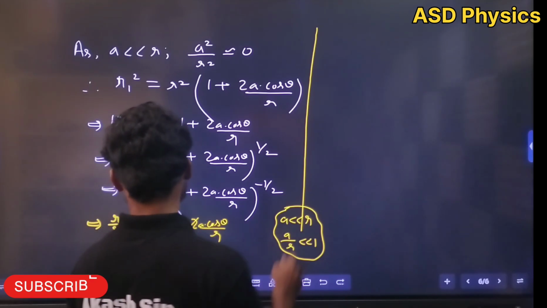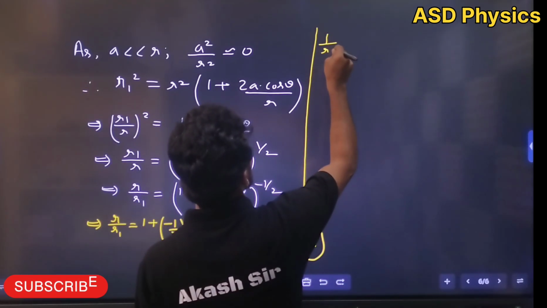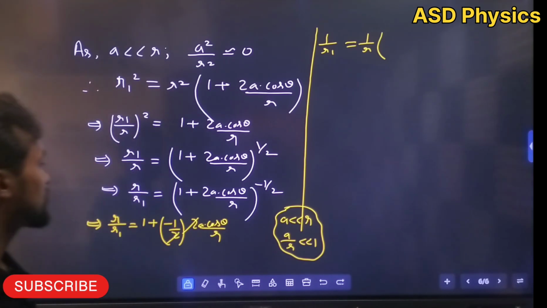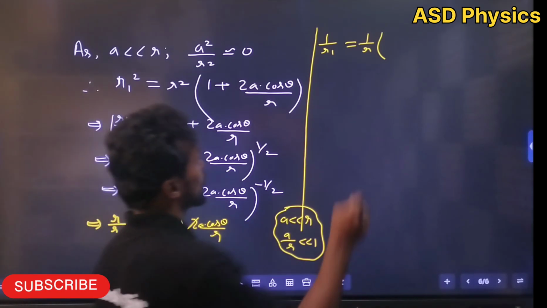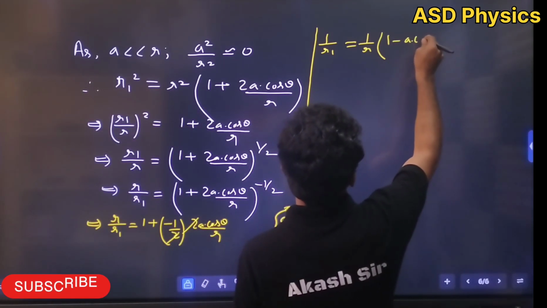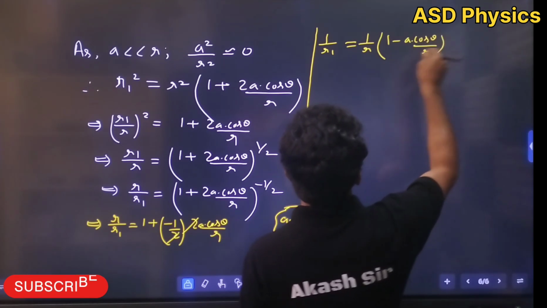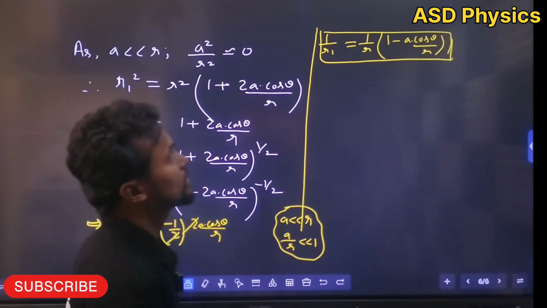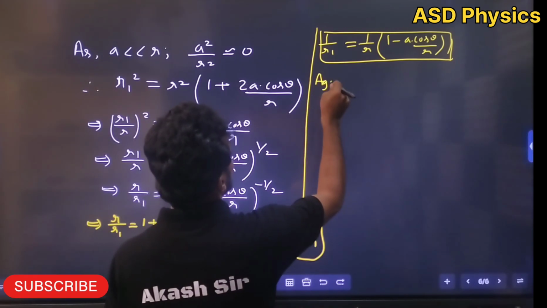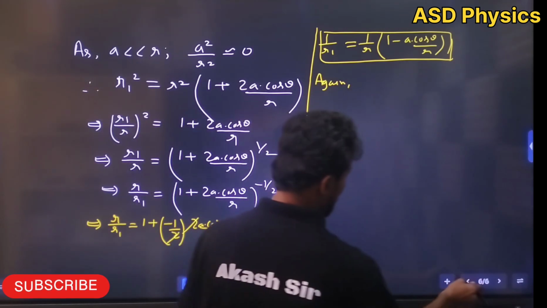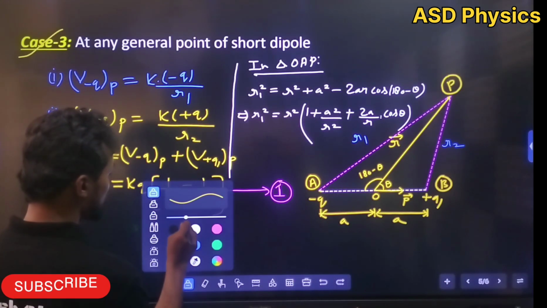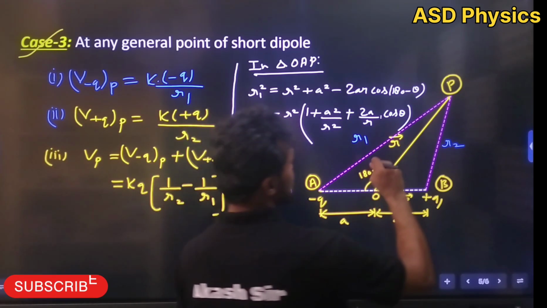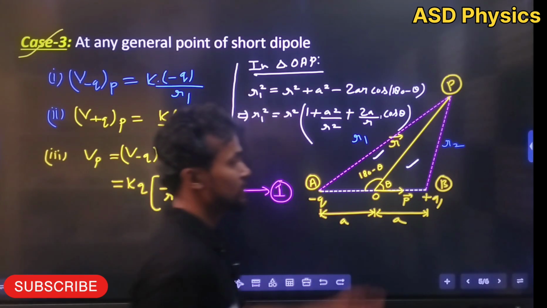Overall it will come 1 by R1 equal to 1 by R times (1 minus A cos theta by R). This one we have got as the 1 by R1 value. Now again we have to go back and see which triangle. This triangle we have covered. Now we have to go to this other triangle here.